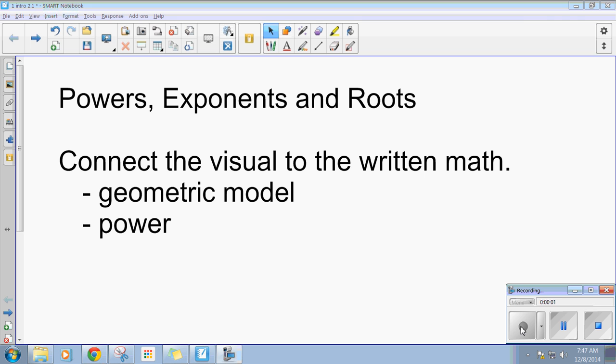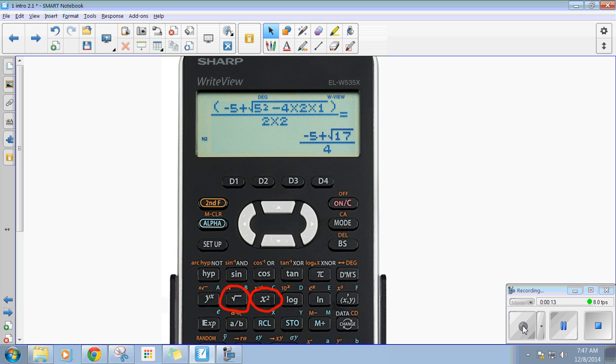We're going to start our unit on powers, exponents, and roots. Today we're going to be connecting the visual to the written math. We're going to be looking at both the geometric model and the written powers. Before we begin, we're going to look at what our calculator will show us.